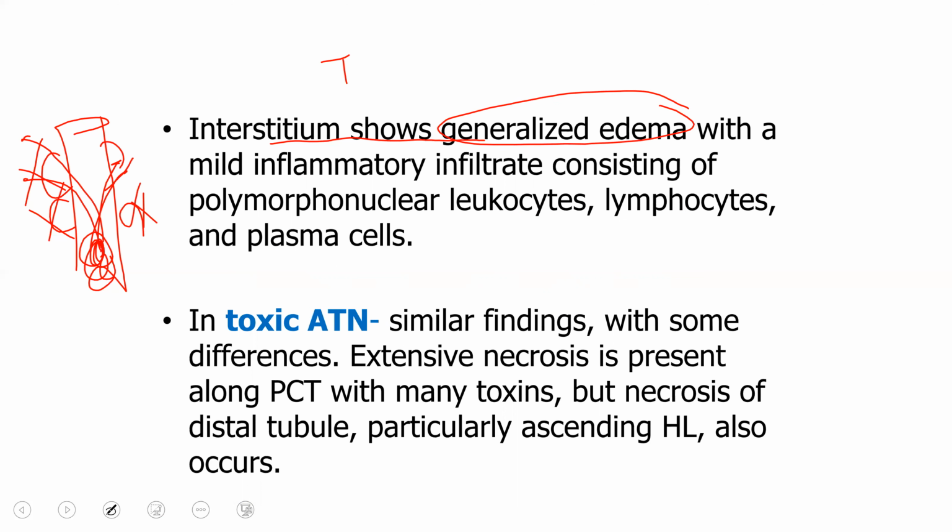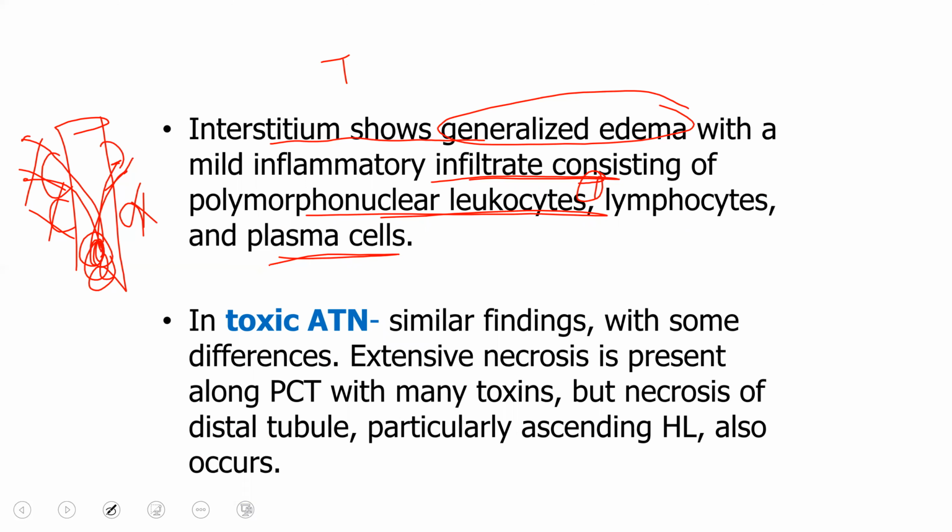Along with that, as I said, there can be interstitial inflammation as well, due to infiltration of polymorphonuclear leukocytes along with lymphocytes and plasma cells in the interstitium, which results in interstitial edema with interstitial inflammation. So this is all about the morphology that we appreciate in the ischemic variant of acute tubular necrosis.